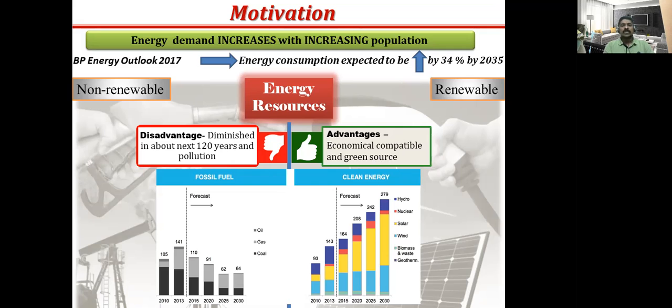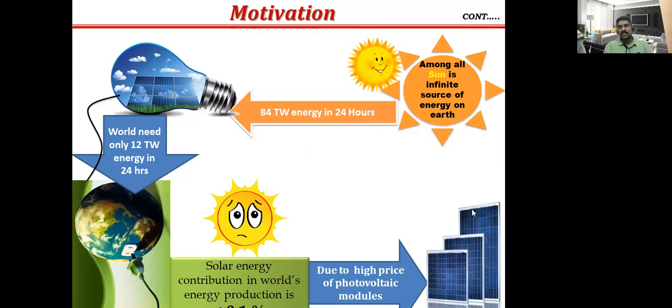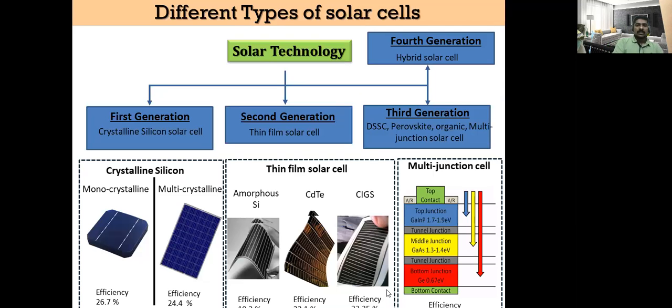Out of these renewable energy sources, the sun is the infinite source of energy on the earth's surface. It produces 84 terawatt of energy in 24 hours, and one needs only 12 terawatt of energy in 24 hours. The solar energy contribution in world energy production is less than 0.1%, which is minimal. It is due to the higher price of the photovoltaic module.